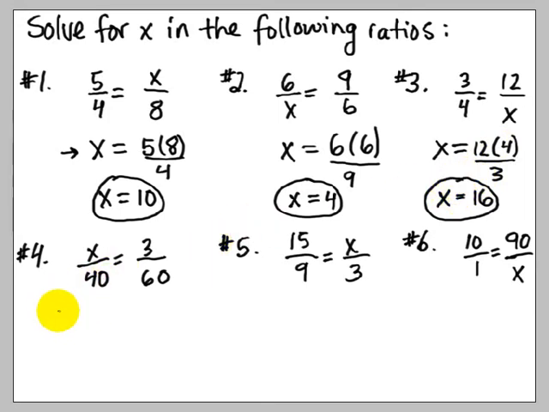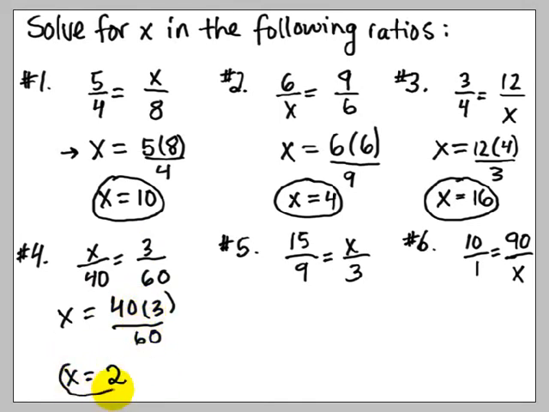Okay, this one. Well, this is the cross with both numbers, so I'm going to multiply them, 40 times 3, and then divide by the other one, 60. 40 times 3 divided by 60. Well, 40 times 3 is 120, and 120 divided by 60 is 2. So there we go for that one.